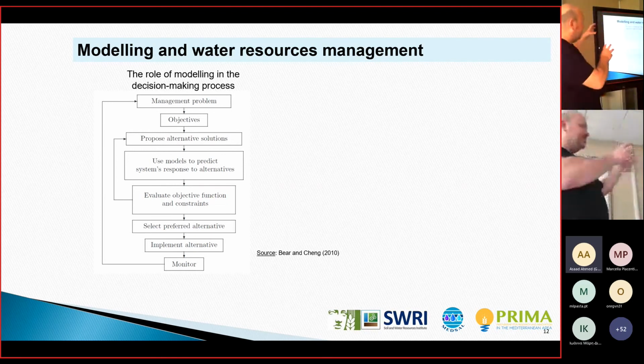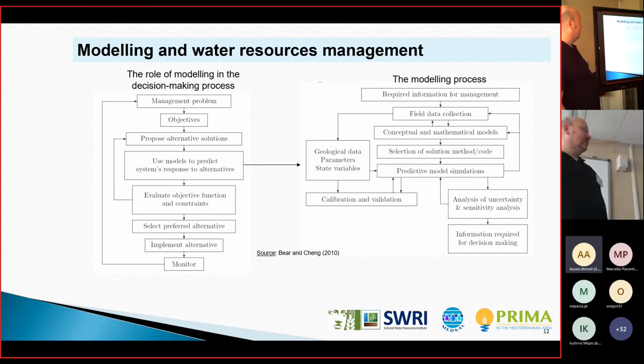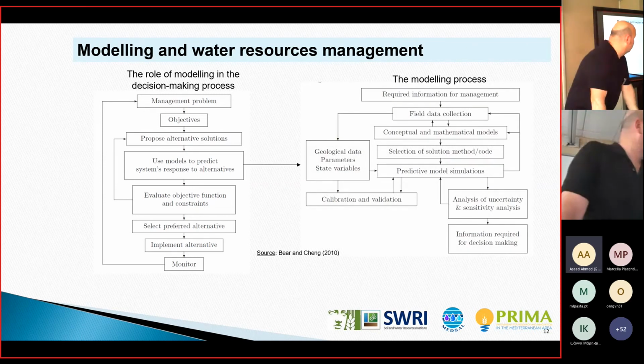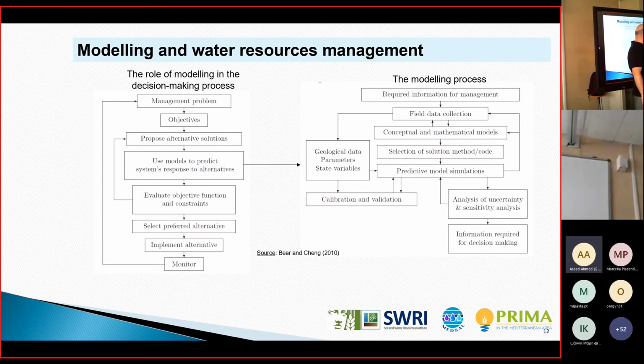Okay, so in this diagram, we can see how modeling and monitor can assist water resources management. Here we can see, briefly, some more details about the modeling process. We need the management information, field data, and then we set up the conceptual and mathematical models. And during the calibration and validation of the model, maybe a loop between conceptual and mathematical will be required.